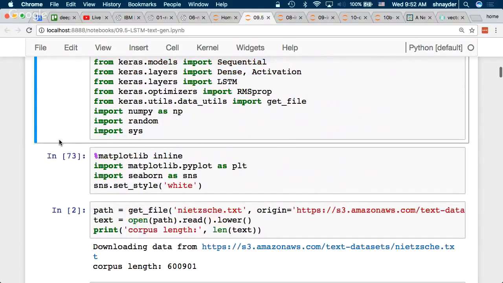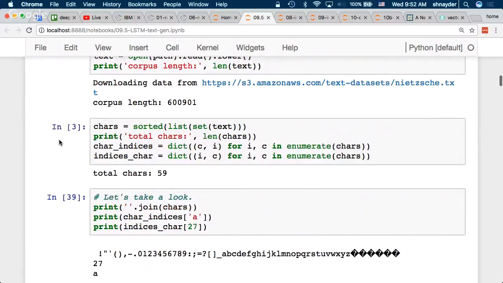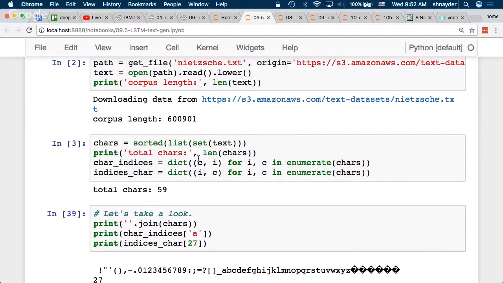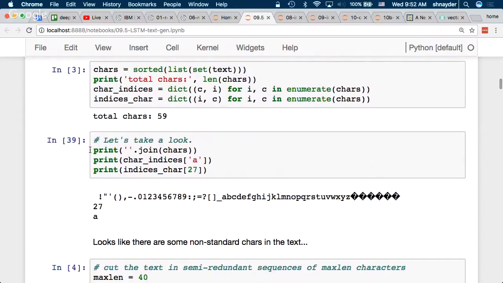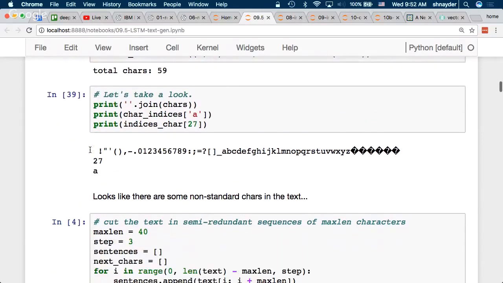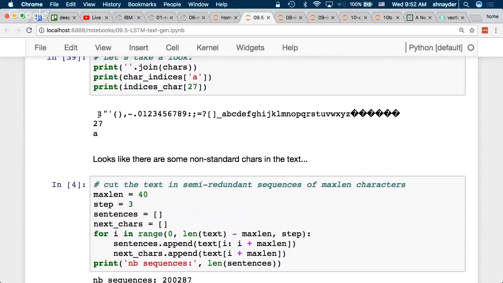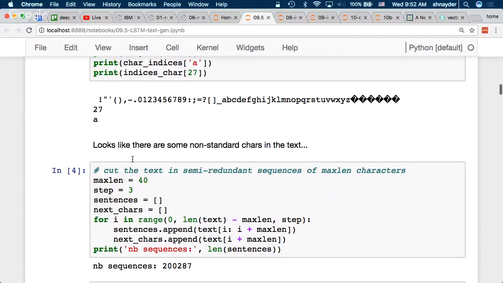But here, we just read a bunch of Nietzsche. We are going to do the same kind of thing where we replace characters with a number. And then we're actually going to have an embedding. Is that right? I don't remember what I did here. So here's all my characters in the text, including some weird ones that don't happen very often, but I didn't get rid of them.